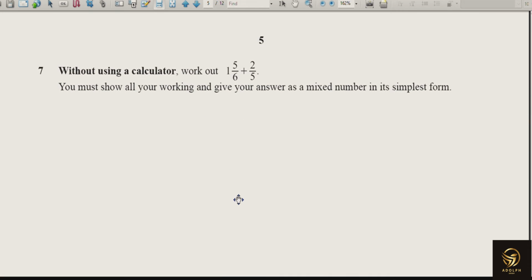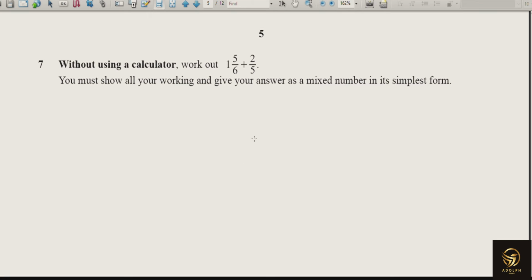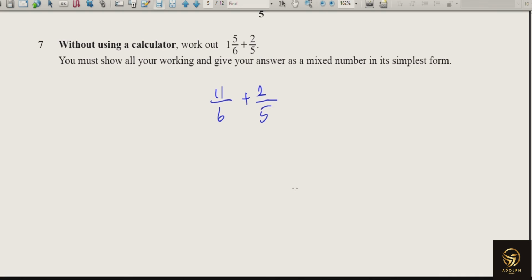Without using a calculator, work out 1 5/6 plus 2/5. So first step is I just have to convert that mixed number to improper, because if you have seen my video, you know what we have to do for fraction addition. It's here 1 6 are 6/6 plus 5, it's 11/6 plus 2/5. And we know that they are not like fractions, we should make them alike. So I can multiply this fraction by 5 and this fraction by 6.